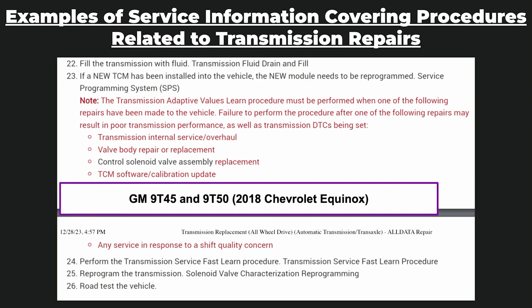So you can see number 23 here, if a new TCM has been installed, the new module has to be reprogrammed. Makes sense, right? Here is some other information that has to be performed. You see here in the different colored text, adaptive values learned procedure must be performed when one of the following repairs has been made to the vehicle. Now we see a little bullet point list. Internal service or overhaul, valve body repair or replacement, control solenoid valve body or valve assembly replacement, or TCM software calibration update. And of course, replacing the TCM, right?